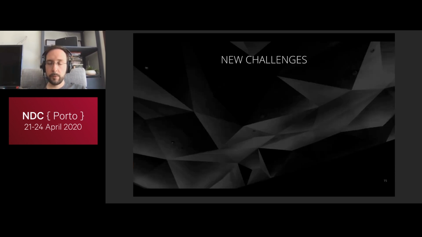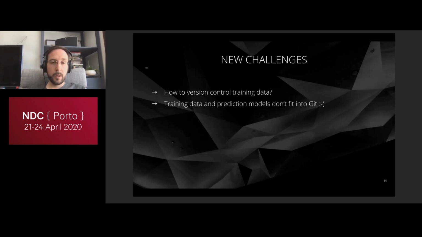And so some of the challenges that we ran into were, for instance, how to version control the training data. So that's really a basic in that sense here. And then we have issues like that training data and prediction models will not fit into Git so easily because they're too large, and Git is generally built for rather small source code files.